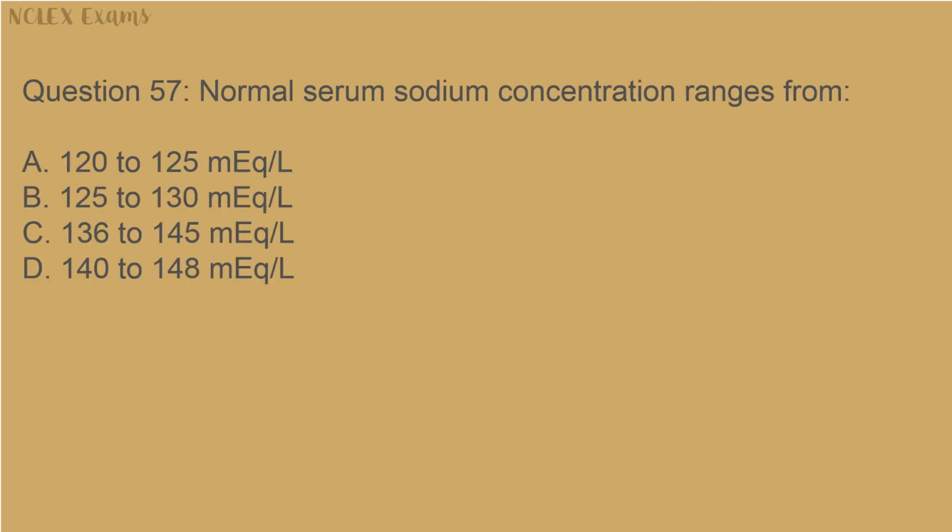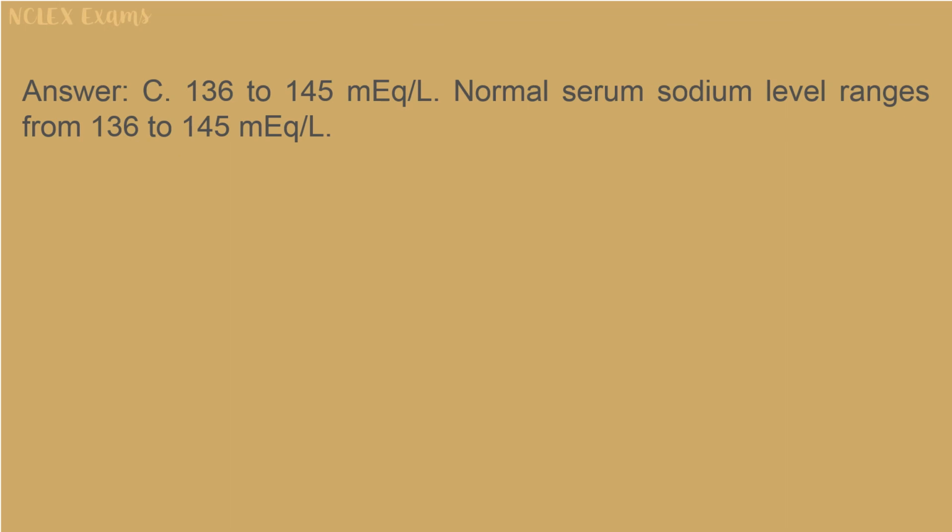Question 57. Normal serum sodium concentration ranges from: A. 120 to 125 mg/L. B. 125 to 130 mg/L. C. 136 to 145 mg/L. D. 140 to 148 mg/L. Answer C. 136 to 145 mg/L. Normal serum sodium level ranges from 136 to 145 mg/L.